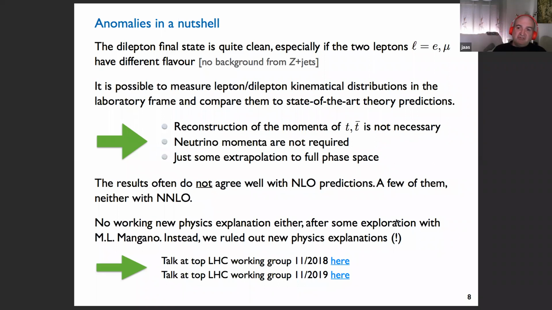To do that, you don't need to reconstruct the momenta of the top and the anti-top. You don't need the neutrino momentum. You just need to do some extrapolation to full phase space to compare with generators.